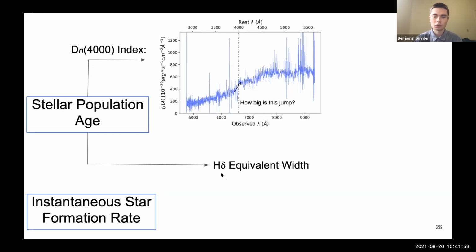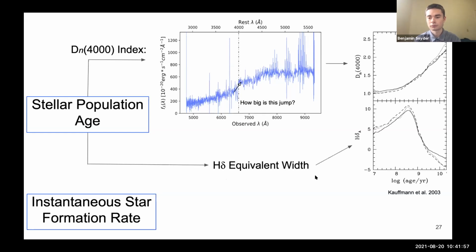And then also we look at the hydrogen delta line and its equivalent width. So you can see how these vary here. D4000 strictly increases with age, whereas the hydrogen delta curve is a bit more complicated because hydrogen delta is sensitive to star formation within the last billion years. And then for the instantaneous star formation rate, we're looking at the oxygen 2 emission line.